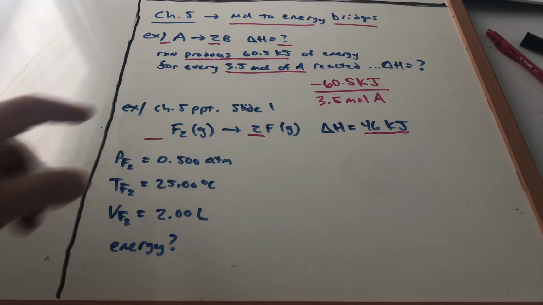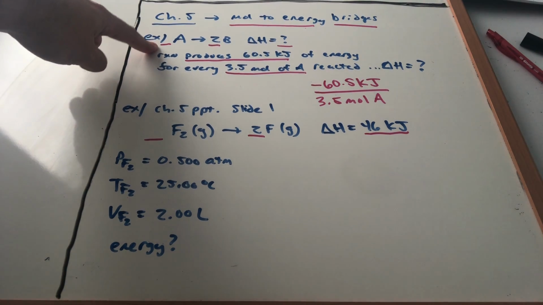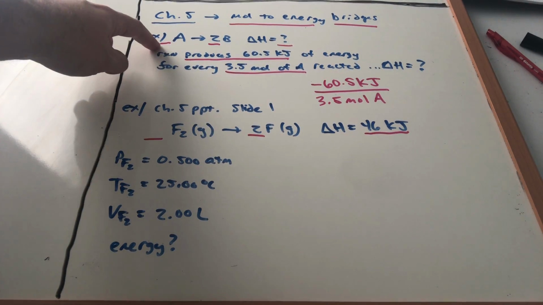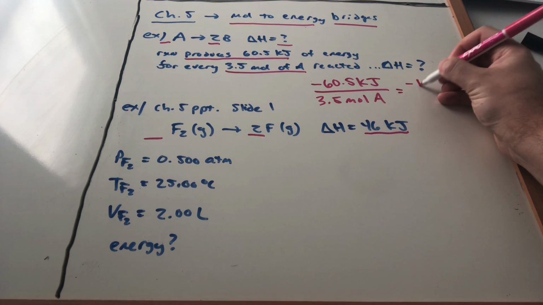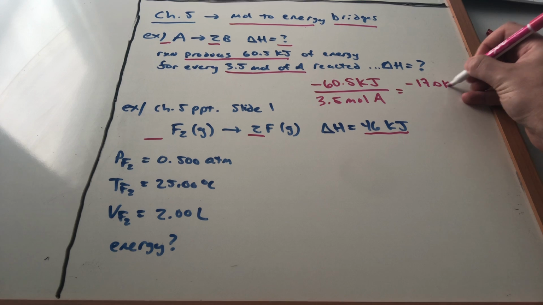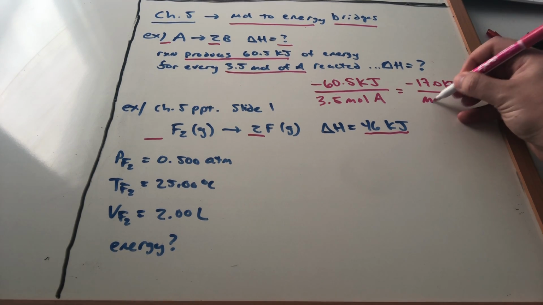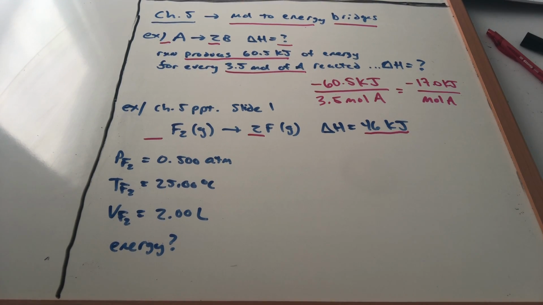But there's still an issue. Is there a 3.5 here? No, up here there's a 1. So I actually have to do this division to come up with a number where I'll have 1 mole of A in the denominator. And when I do this, I get minus 17.0 kilojoules per 1 mole of A.